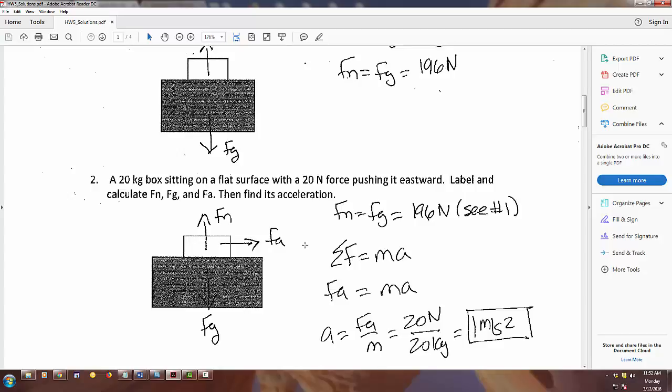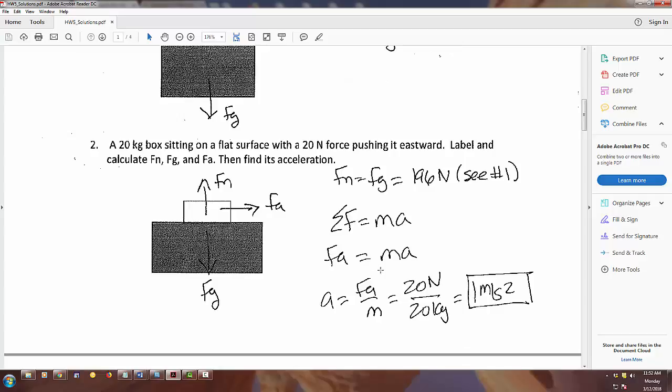When I apply the net force equation, the only force that's acting on it to make it move is the applied force of 20 newtons. So the total force is equal to the mass times acceleration. F_A is equal to ma, and so a is equal to 20 newtons divided by 20 kilograms, which gives you an acceleration of 1 meter per second squared.